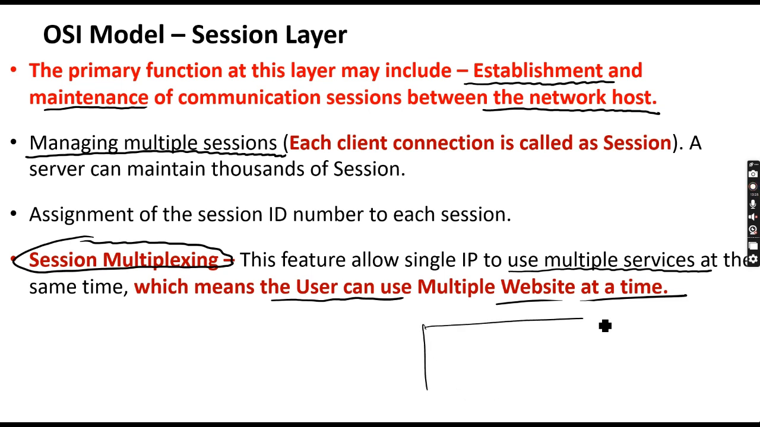Let's say you have opened the browser: here you have opened Facebook, here you have opened Amazon, here you have opened Google, here you have opened some other. So the computer is the same, the browser is the same, but for every tab you have separate traffic. This is separated by session multiplexing. A single IP address can be used to access multiple services at the same time. That's very important to understand.